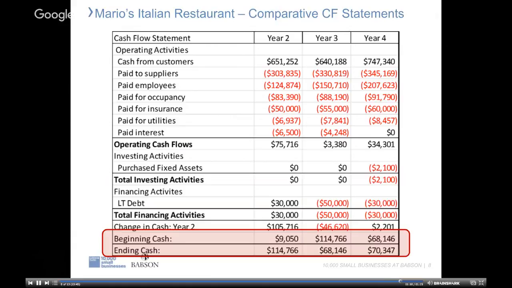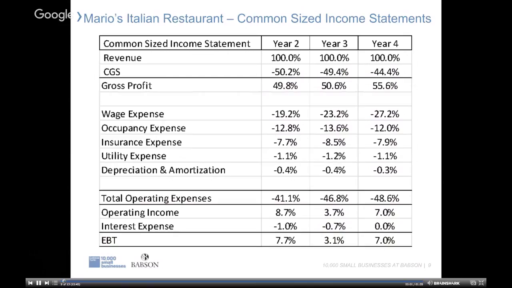Now let's take a look at another tool for assessing profitability, the common size income statement. On a common size income statement, each line item is expressed as a percentage of revenue. Another way to think about this is it tells us what portion of each dollar of revenue is spent on the individual line items. One benefit of common size analysis is that it makes our analysis easier since everything is expressed in percentages, and this takes account of any increases in revenue.